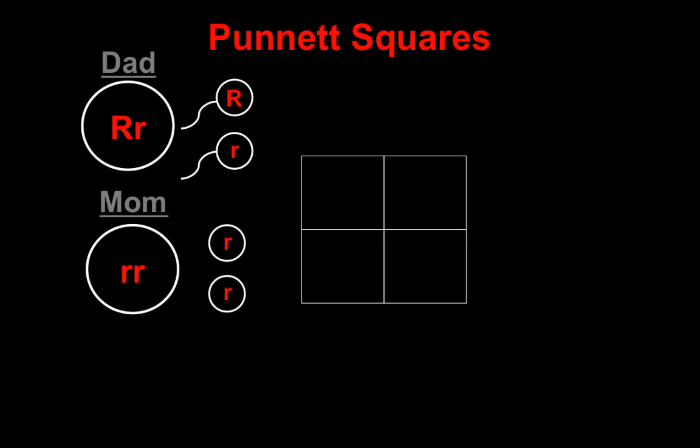Now, we know from meiosis that each parent is only going to give one of each of their homologous chromosomes, so they're only going to give one allele. That means the dad is either going to give a big R or a little r. He's only going to give one. The mom, because she only has little r's, is going to give a little r. So we're going to use a Punnett square to figure out how these combinations of gametes can come together to create a possible offspring. Inside this square, we're going to have what the possible offspring will look like.